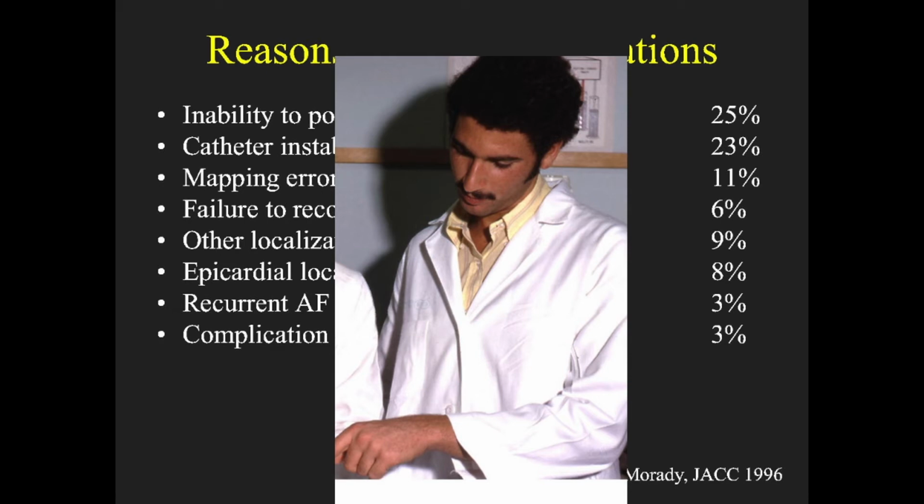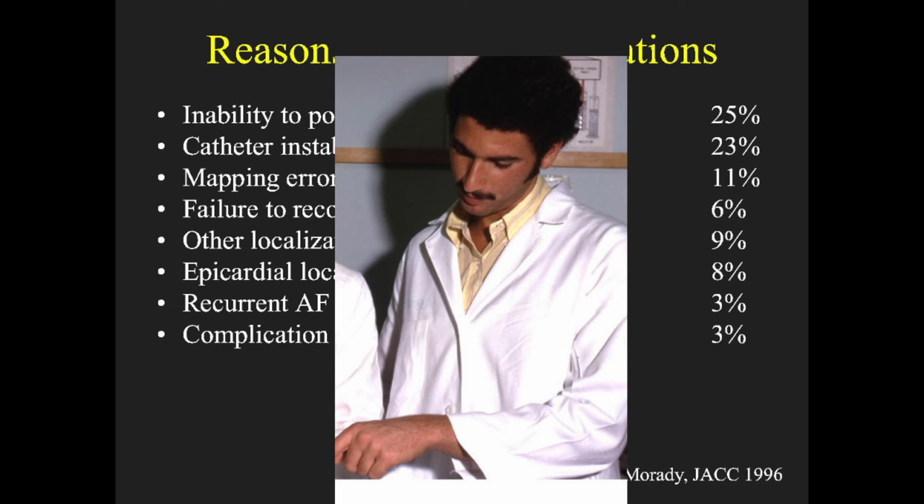Why were they difficult? And he concluded, based on the experience from about 200 cases, that inability to position the target site, which is a technical challenge, was a common one. Catheter instability, mapping an oblique pathway, or mapping error, failure to recognize a posteroseptal pathway as being on the left side, other localization areas, epicardial location, recurrent AF occasionally happens or a complication. So what do you do about it?